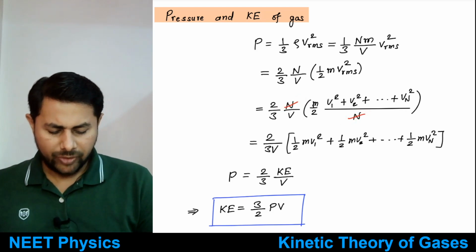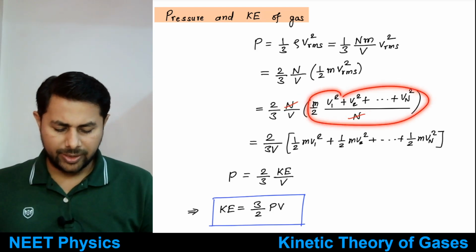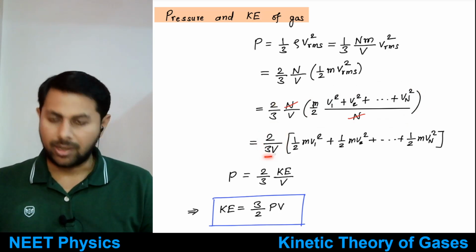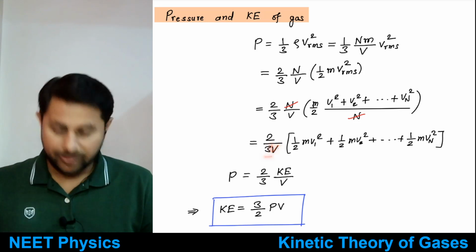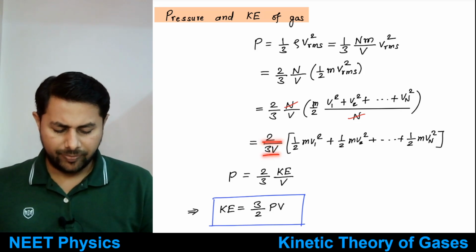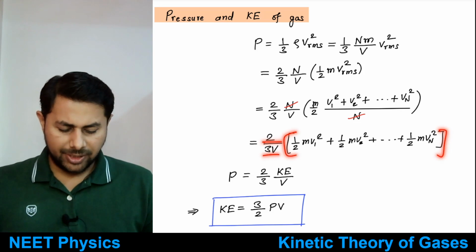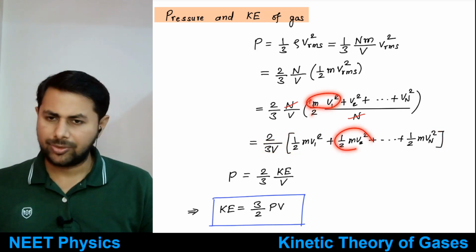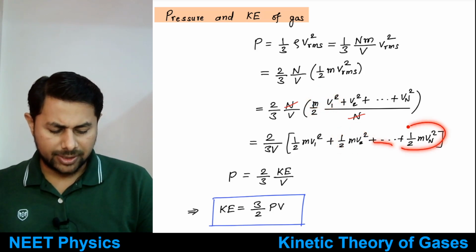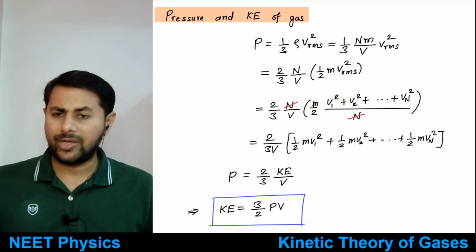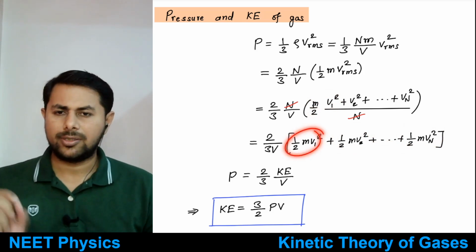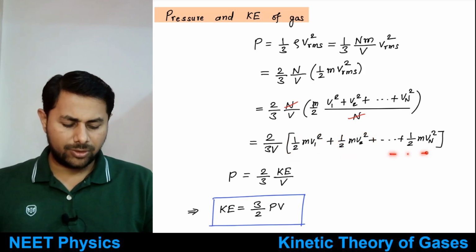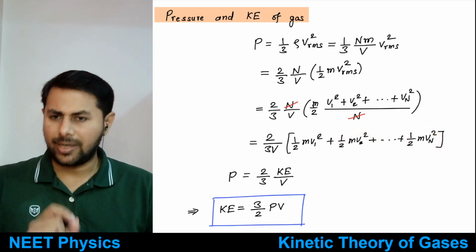So now what are you left with? Outside you have 2 by 3V, that means volume is in the denominator. In multiplication with that, what remains is half of m into V1 square plus half of m into V2 square, and so on up to plus half of m into Vn square. So what is this thing? This is the kinetic energy of the first molecule, the kinetic energy of the second molecule, and so on up to the kinetic energy of the nth molecule.